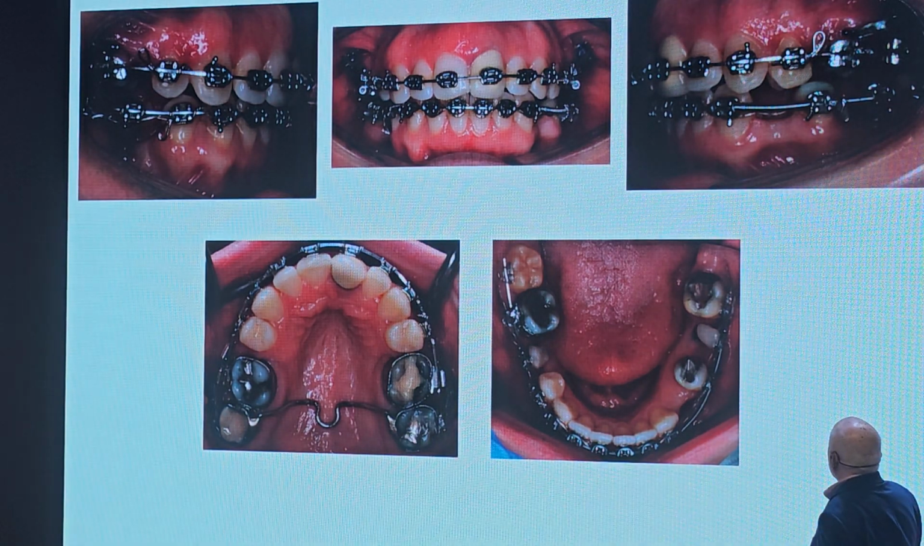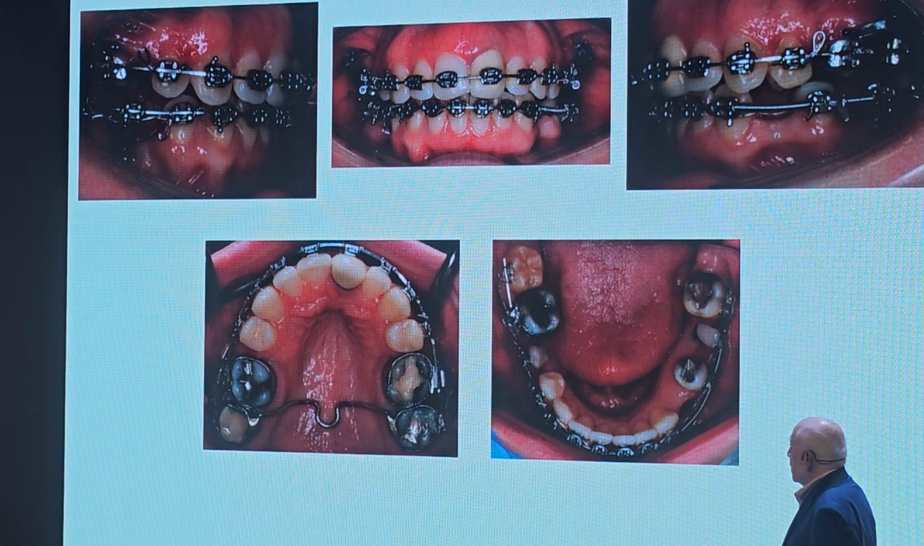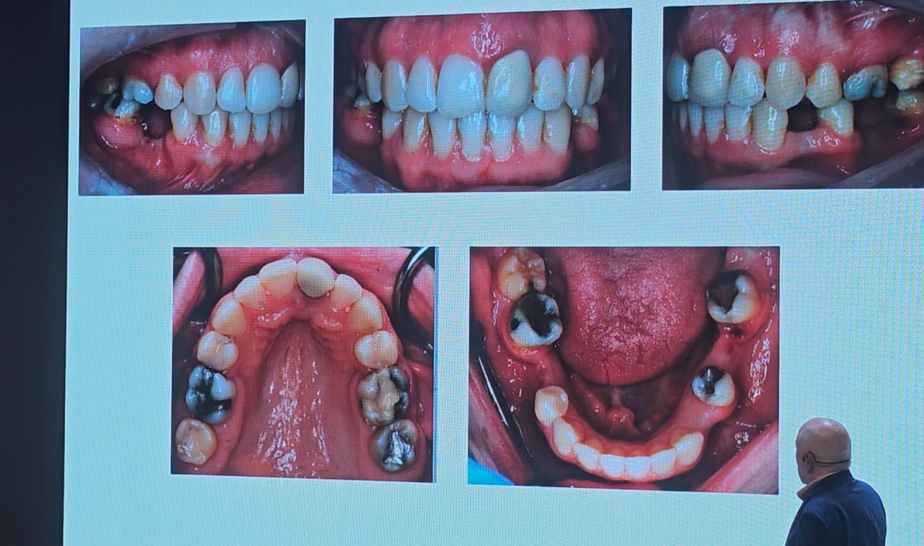So you will see in a patient like this, we are moving teeth in that side, both in the upper as well as the lower.